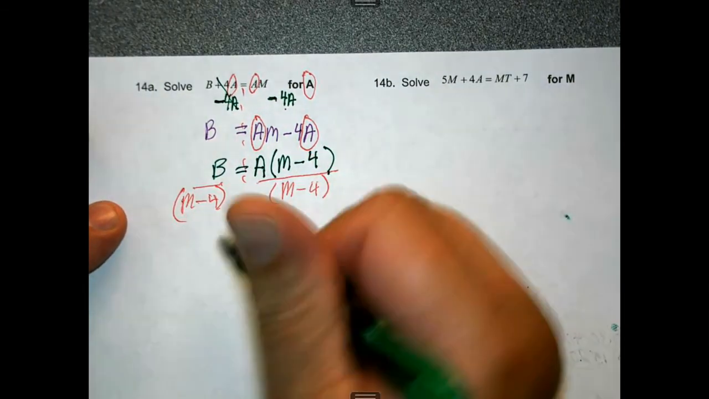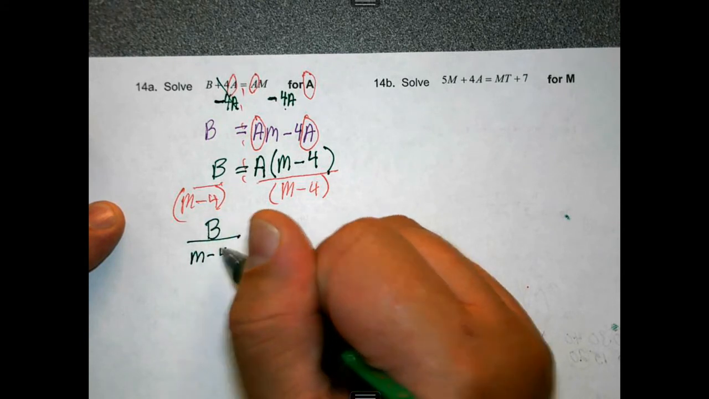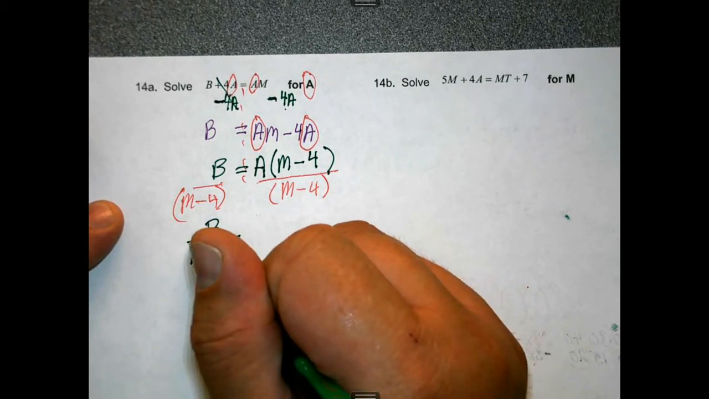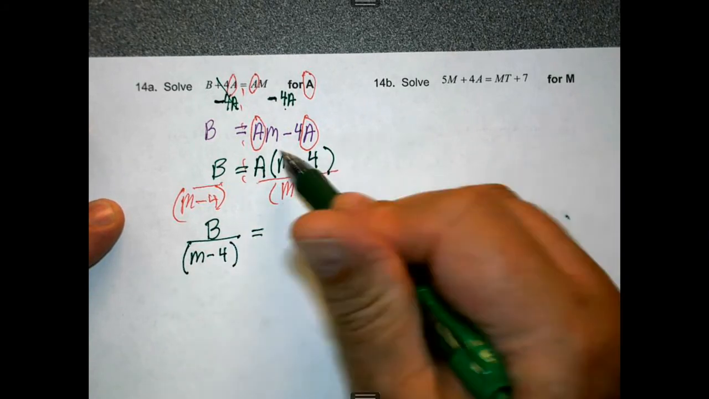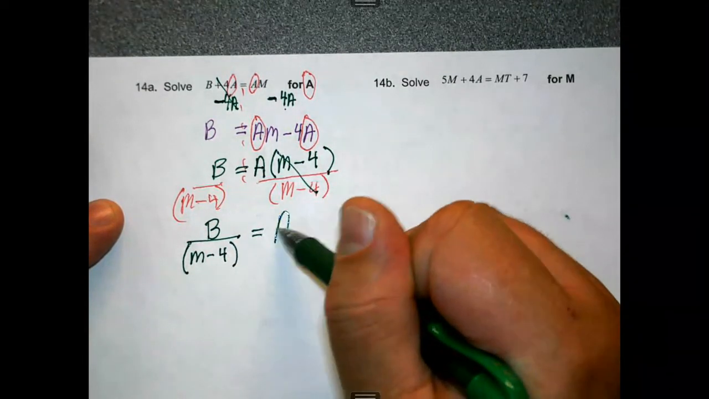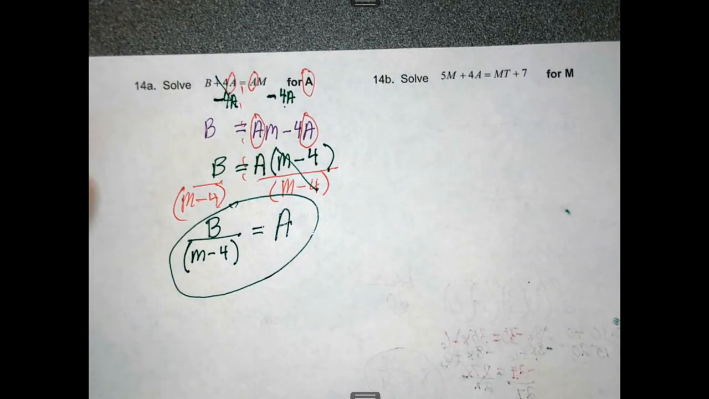So my answer, b over m minus 4. Now I'm done. I could leave it like that, but it's always good to be in the habit of putting parentheses around that quantity. And there's my answer. Questions, comments, concerns? Did it help?